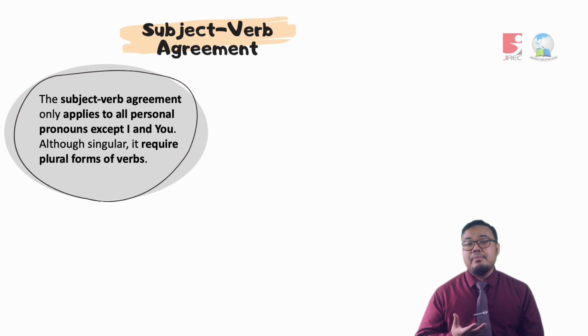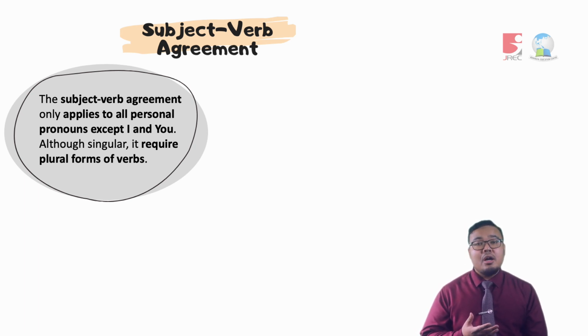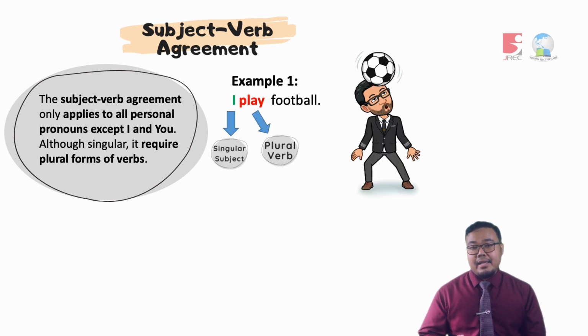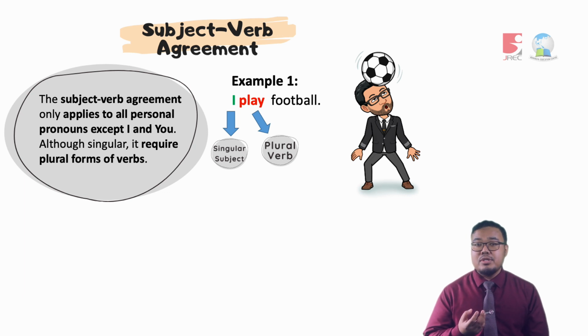However, the subject-verb agreement only applies to all personal pronouns except I and you. So, I and you are singular personal pronouns. However, we have to use a plural form of verbs. For example, I play football. I here is a singular subject. However, we have to use play. We cannot use plays because I is an exception to subject-verb agreement. So we have to use a plural form of verb, which is play. I play football, not I plays football.